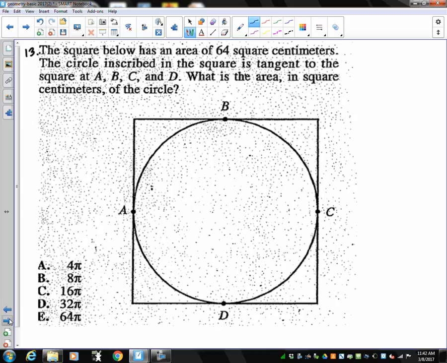Okay, on number 13, basically the same problem. It says the square below has an area of 64 square centimeters. Now that's not the perimeter, but it's the area. So let me write this down here. This is the area, using some notation, of my square is 64. Now, the circle inscribed in the square is tangent to the points A, B, C, and D. Now, tangent to means that this curve only touches that line at one point. And that's what you get when you inscribe something. You get the tangent idea. Now, it says, what is the area in square centimeters of the circle?